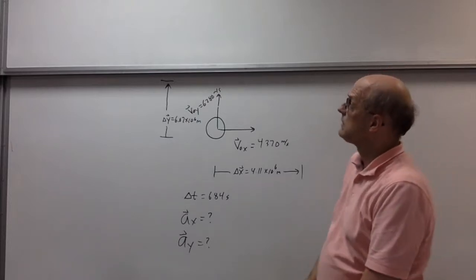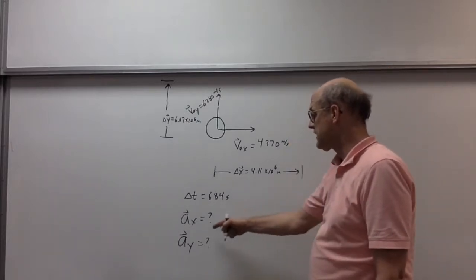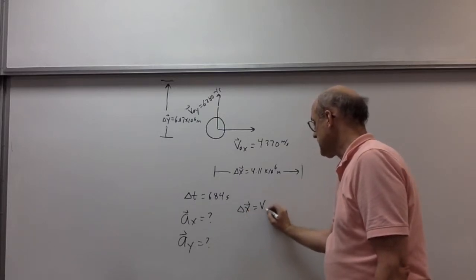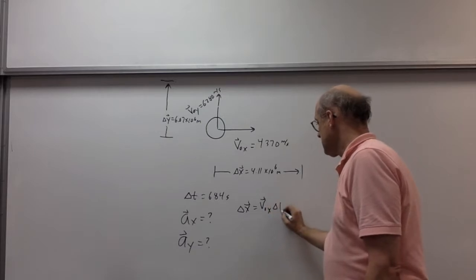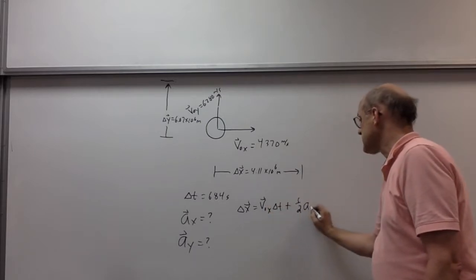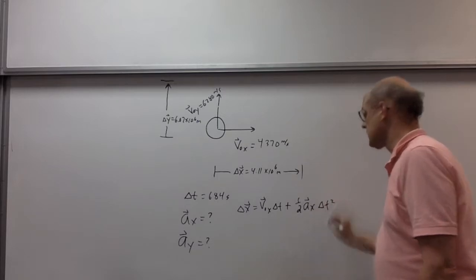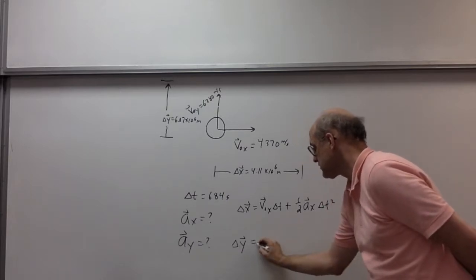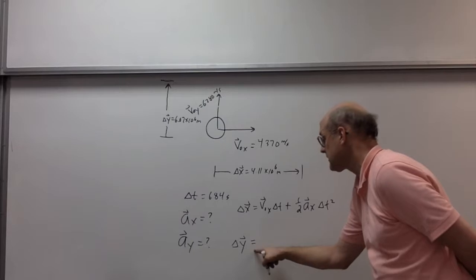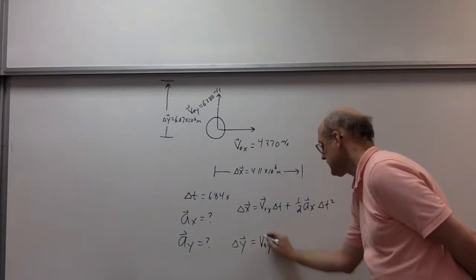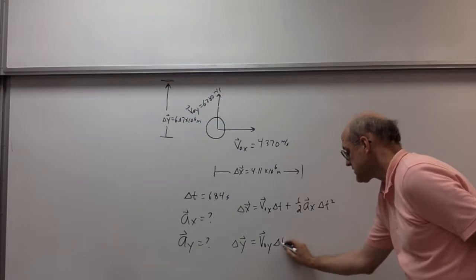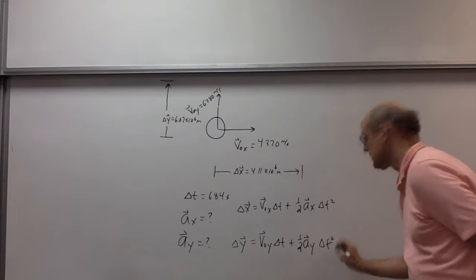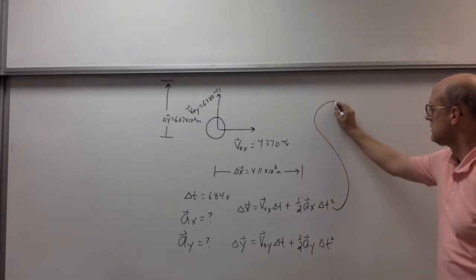So it looks like the equation for finding acceleration in the x would be delta x is equal to VOX delta t plus 1/2 the acceleration in the x times the time squared. And in the y, acceleration in the y could be found by using delta y, displacement in the y, is equal to VOY, the original velocity in the y, times the time interval plus 1/2 the acceleration in the y times the time squared. So we'll solve this equation for AX.